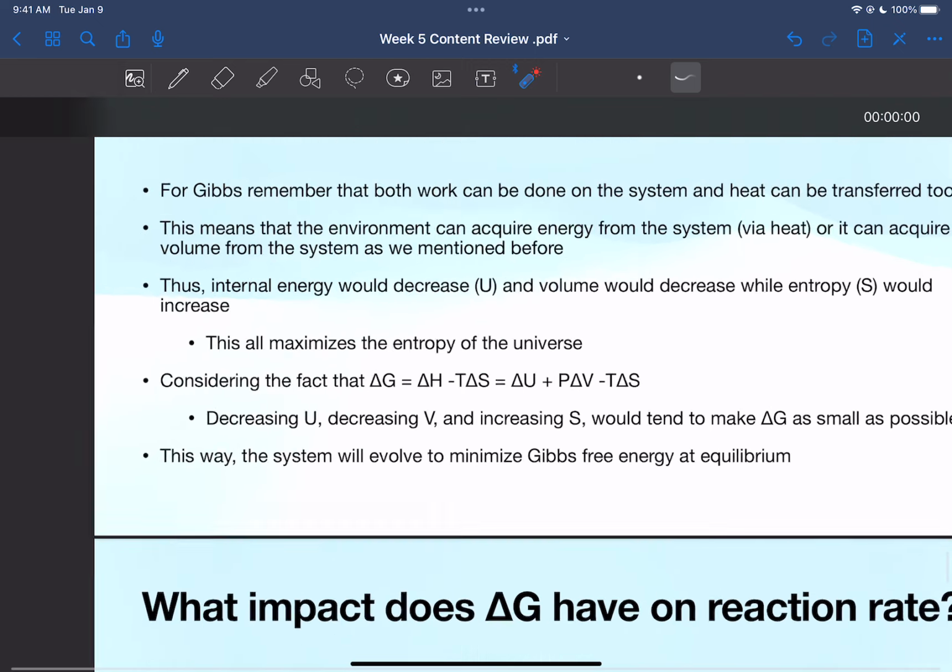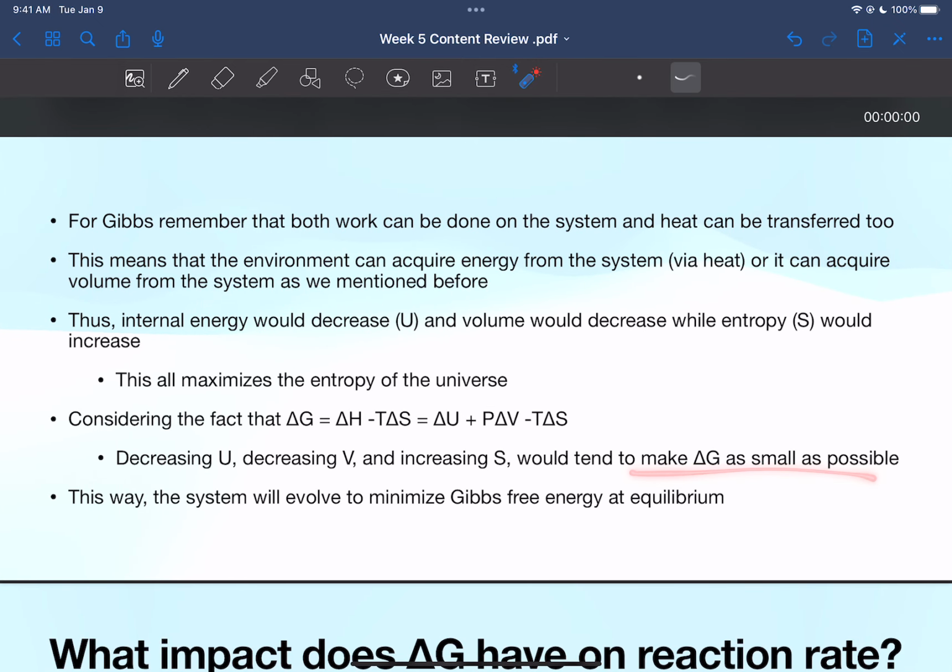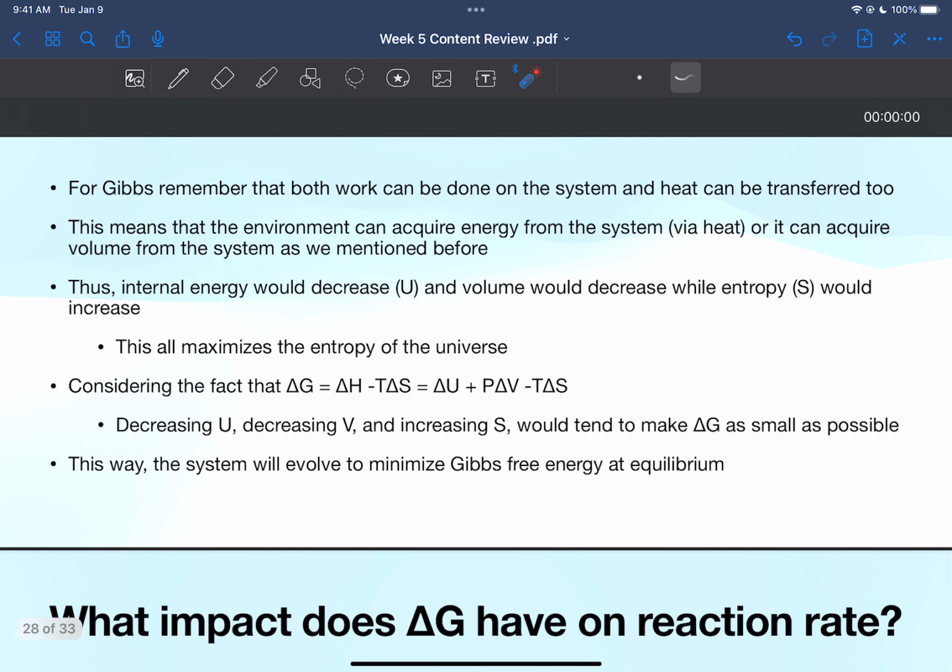Then that makes delta G as small as possible. So once again, when a thermodynamic system evolves to achieve a higher state of entropy, to achieve equilibrium, we're also going to see that Gibbs free energy is sacrificed and brought to a minimum to achieve that equilibrium. And at equilibrium, delta G just so happens to be 0.